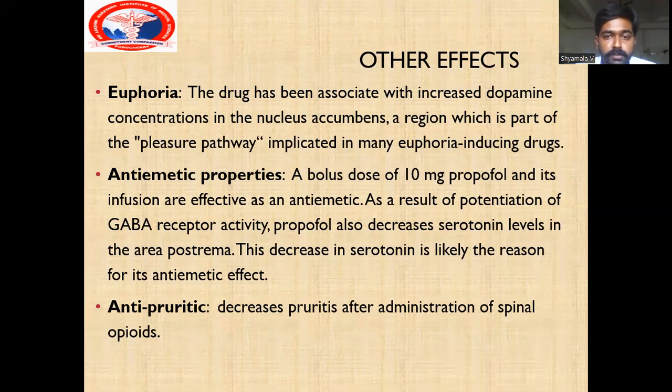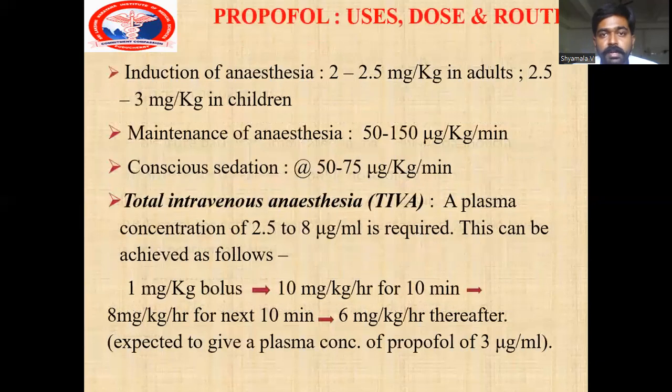Anti-emetic property: a bolus dose of 10 mg propofol and its infusion are effective as an anti-emetic, as a result of potentiation of GABA receptor activity. Propofol also decreases serotonin levels in the area postrema. This decrease in serotonin is likely the reason for its anti-emetic effect. Antipruritic: decreases pruritus after administration of spinal opioids. Propofol uses, dose and routes: induction of anesthesia 2.5 mg per kg in adults, 2.5 to 3 mg per kg in children.